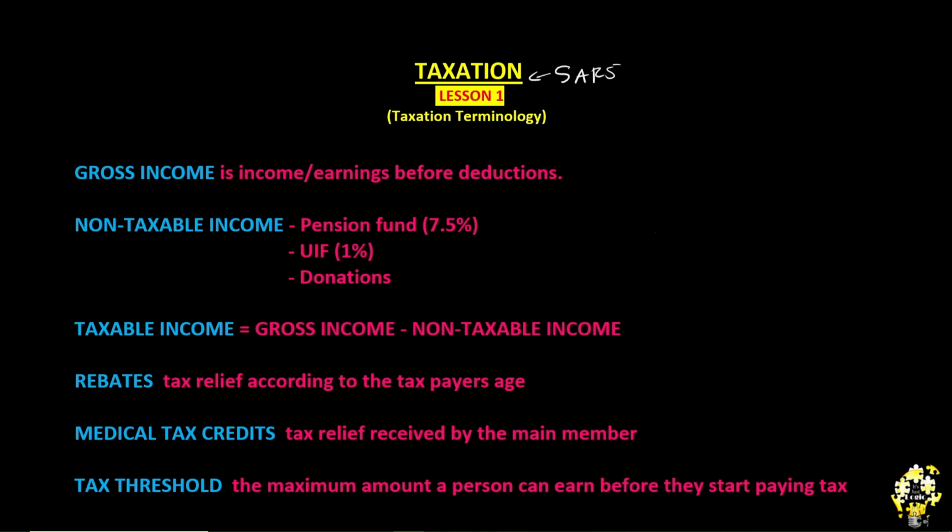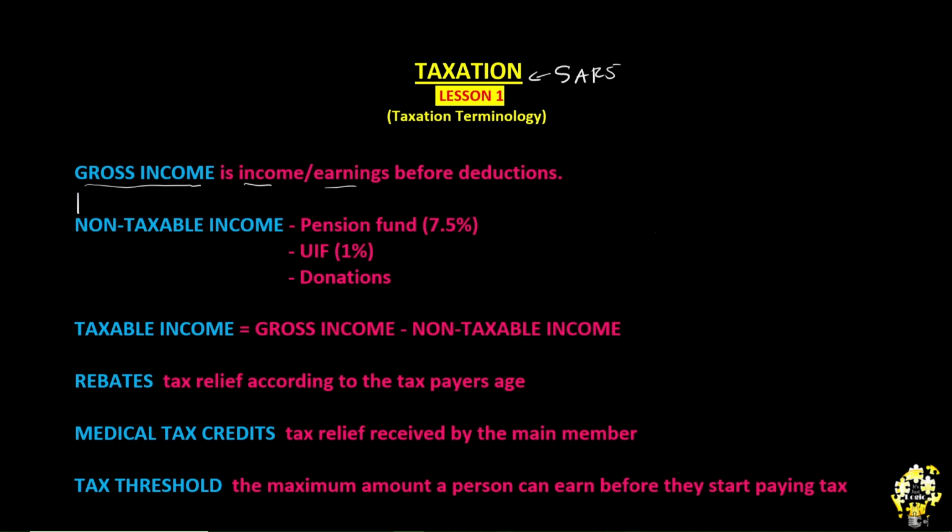Don't say that. So, we have something that we call gross income. Gross income is total income or earnings. It's income or earnings before deductions. So, any income that you have before deductions, we call it gross income.